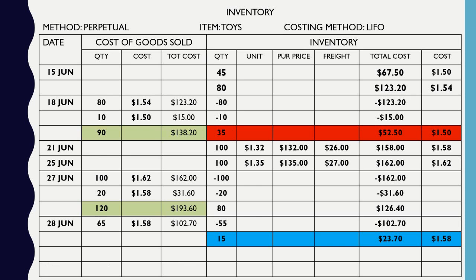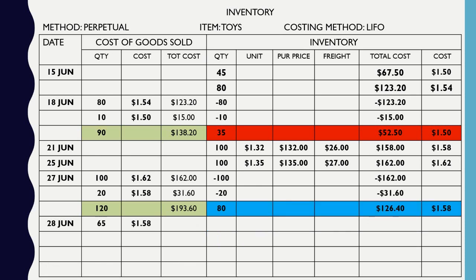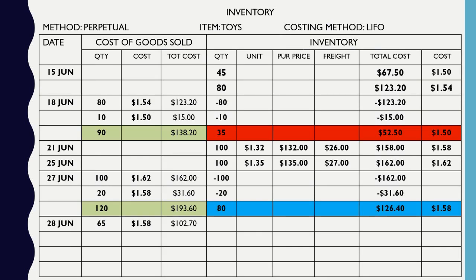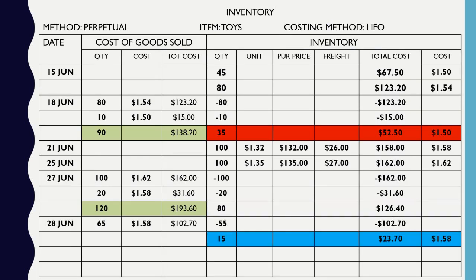which if you look back at the scenario over here, it says that on June 30th, you should have a total of 50 units left on hand. Okay. So again, 80 minus 65 should give you 15. 15 plus 35 should give you 50 units left. Okay.